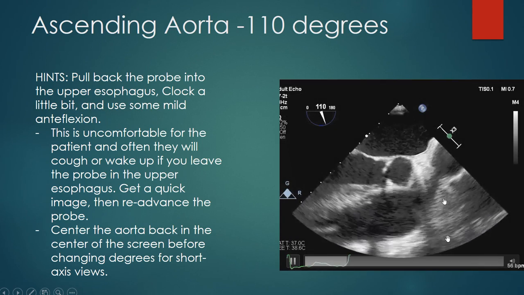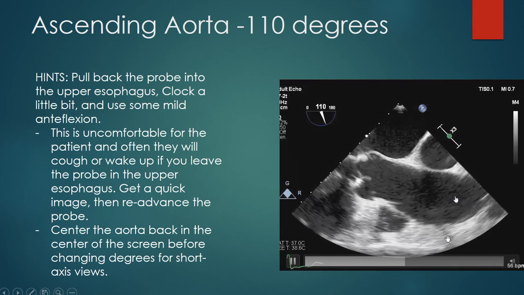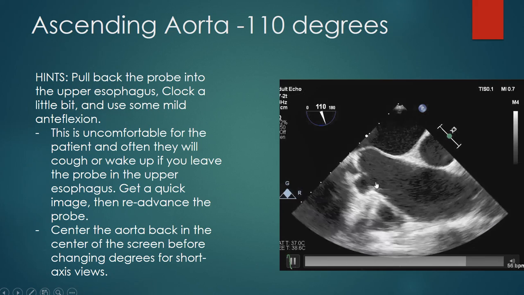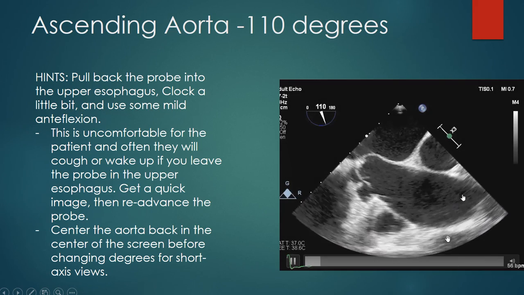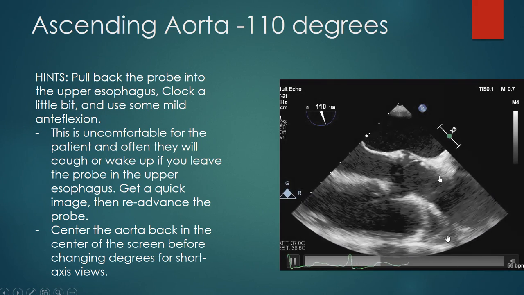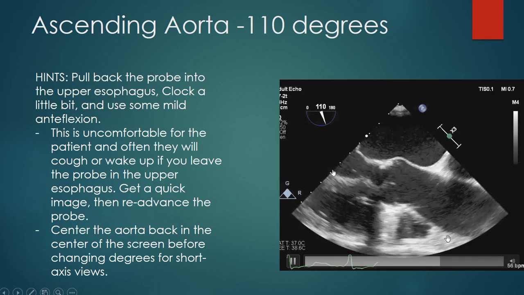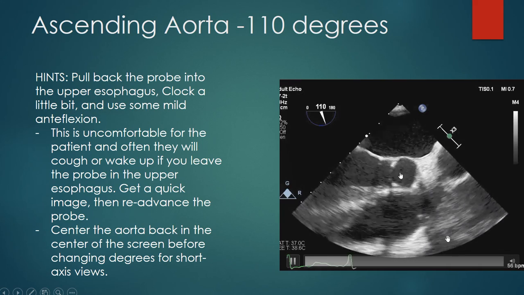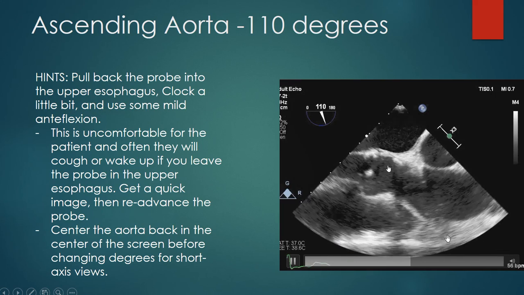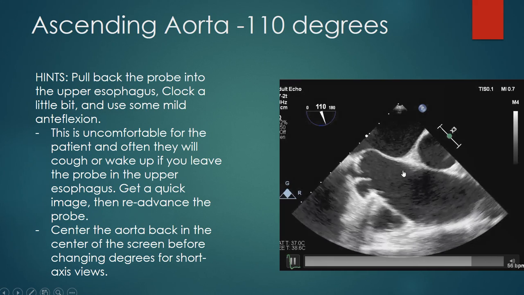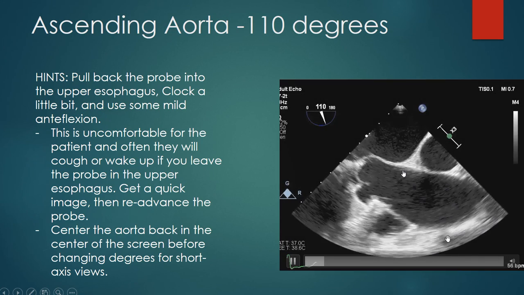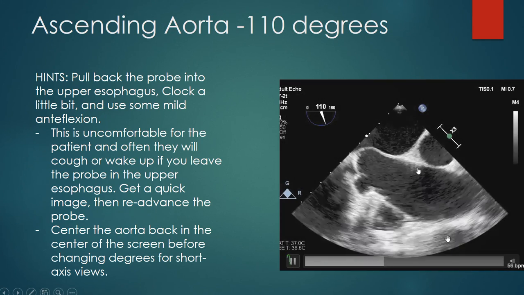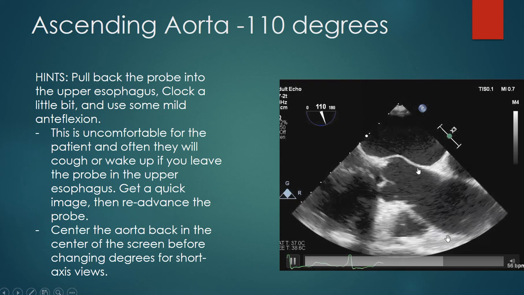When you're in the upper esophagus, this is uncomfortable for the patient. So as soon as I get this view, I re-advance my probe so that the patient is not coughing or being uncomfortable. You also want to recenter your aortic valve. You see I'm pushing back in here. You want to recenter your aortic valve before you start going down into your 60-degree view to get your short axis views of the aortic valve, tricuspid, and pulmonic valves.